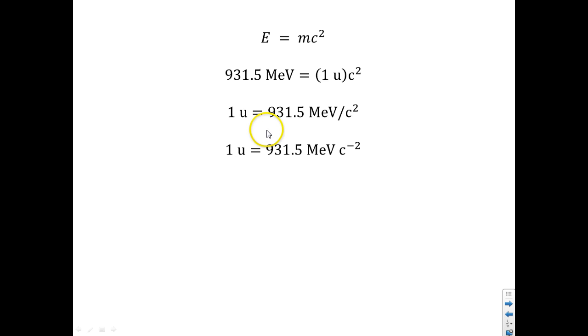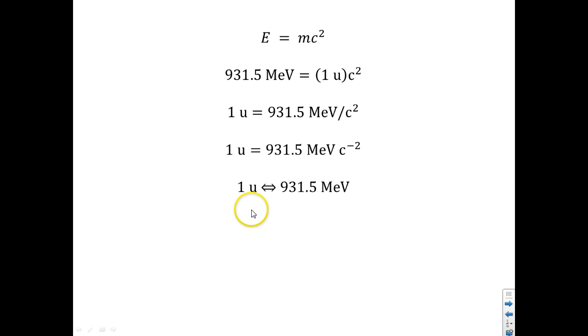So we can use this MeV times c to the negative 2 as a unit of mass when discussing nucleons, right? And when we do, it's very easy to convert that given mass with units of MeV times c to the negative 2 to an energy. You just drop off the c to the negative 2. Get rid of it, and now you have the energy equivalent.